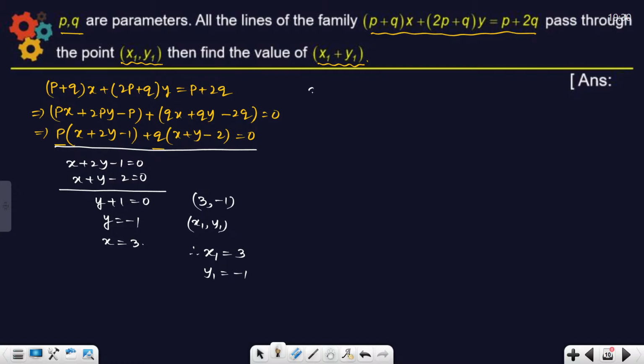Therefore, what is the value of x1 plus y1? It will be 3 minus 1. Answer is 2. Is it clear? Simple sum. You have to simply remember the family of lines and the converse of the family of lines. That's it. Okay. Let us move for the next problem.